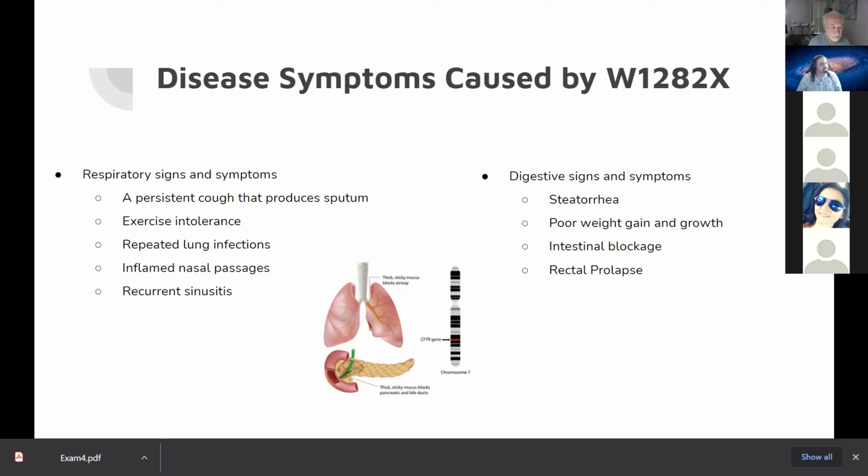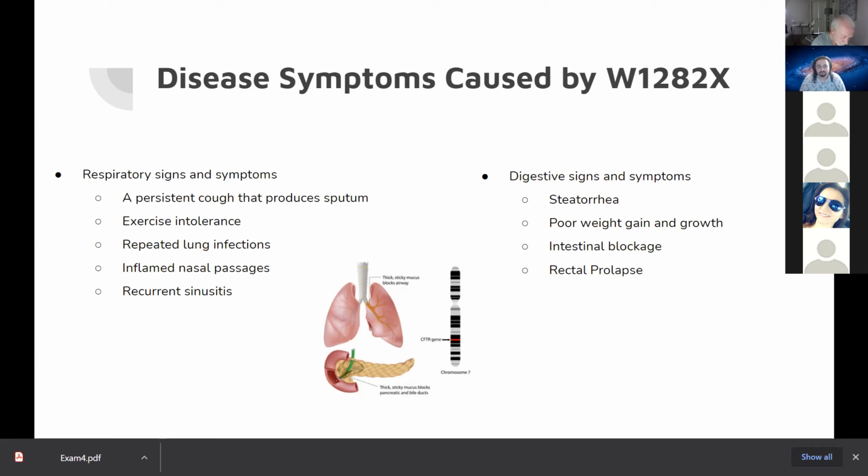Specific digestive related symptoms include steatorrhea, which is the production of a foul smelling greasy stool, which can be caused when your feces has an abnormally high amount of fat in it. And due to the lack of nutrients absorbed by the body, it can make it very hard to put on and maintain weight and increase your size, especially for children.